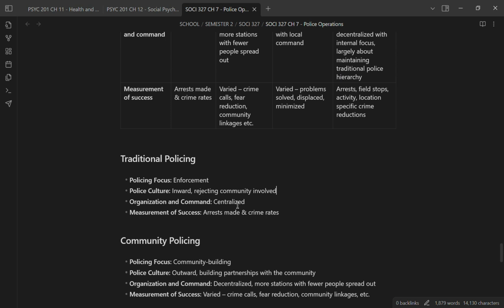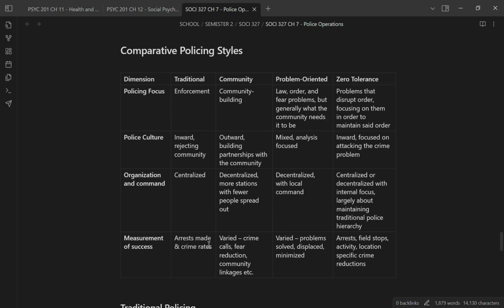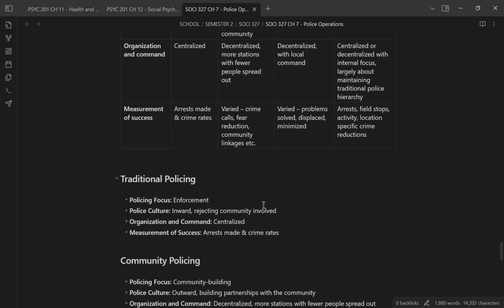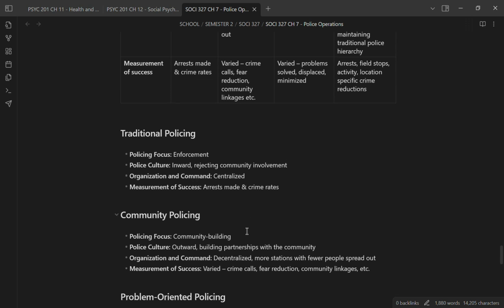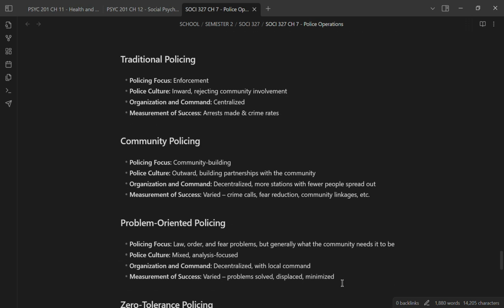In community policing, the policing focus is community building. Police culture is outward, and it's about building partnerships with the community. Organization and command is decentralized, where we have more stations with fewer people spread out, and its measurement is varied. We kind of measure it through crime calls, fear reduction, community linkages, etc.